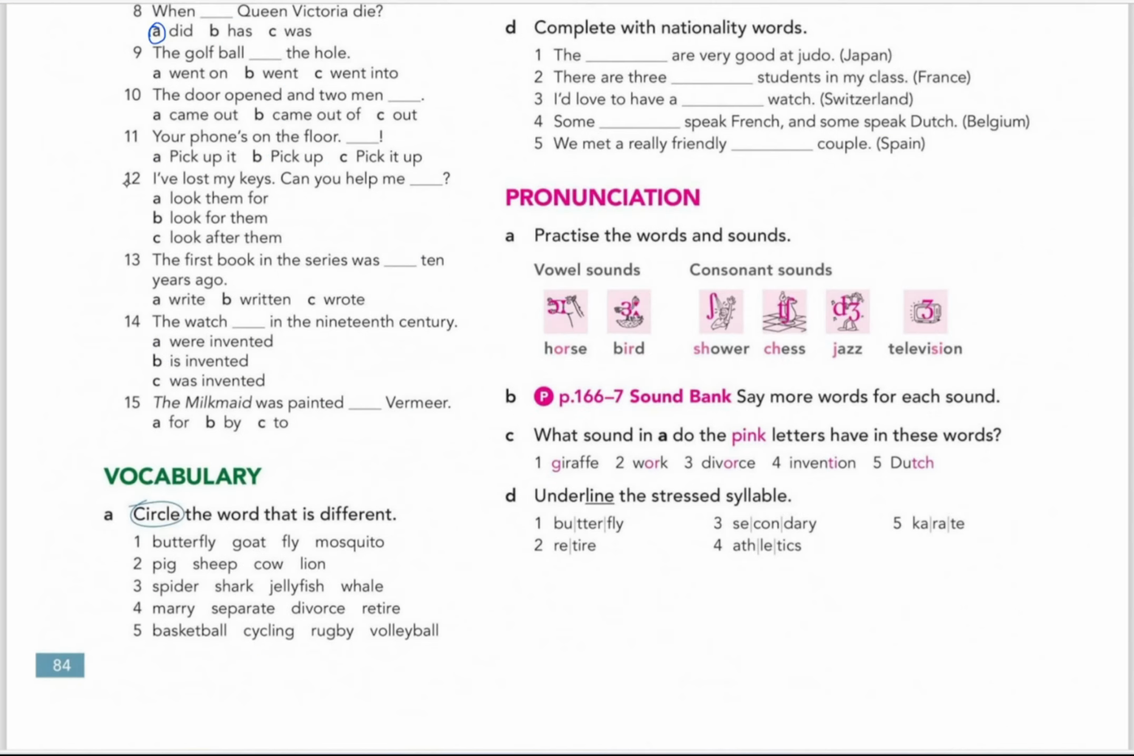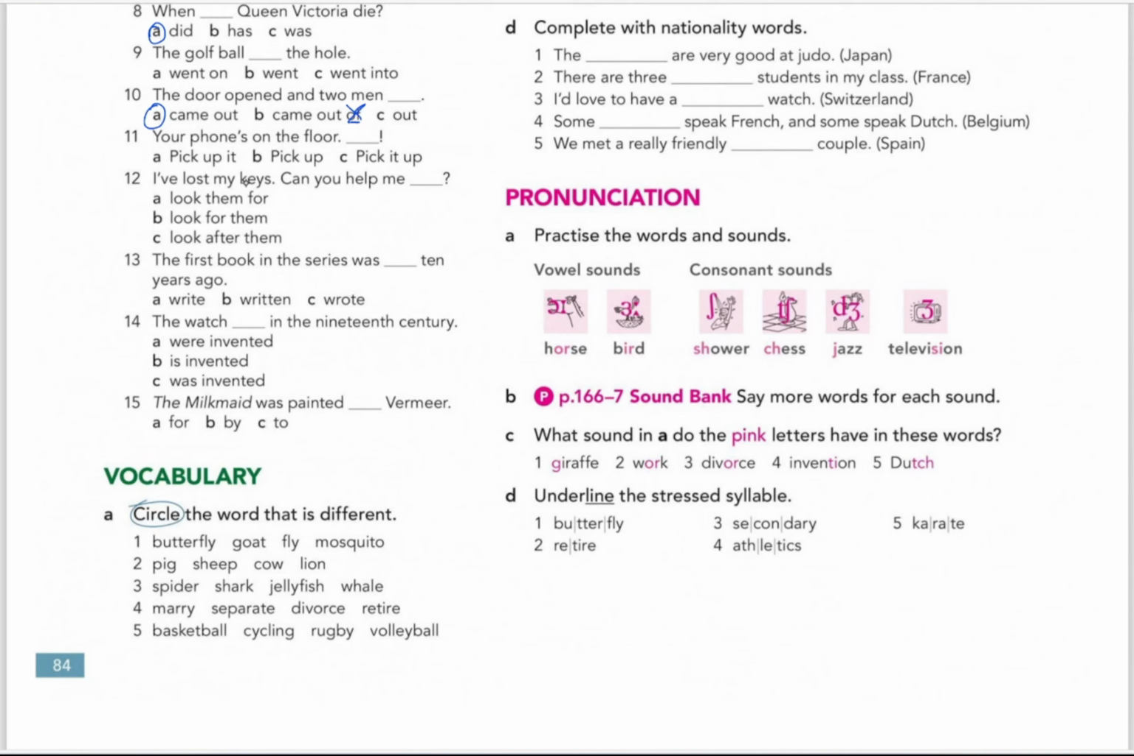Okay. 10, the door opened and two men. The door opened and two men came out. So here, came out would be the best answer. Came out of, we can't say of because after of you must use a noun. Came out of something. So we don't have that other word here, so we can't accept that. And two men out, we cannot say two men out because out should come with a verb or verb be, right? He is out, or he was out, or they were out, but we don't have this. So the best option is A.